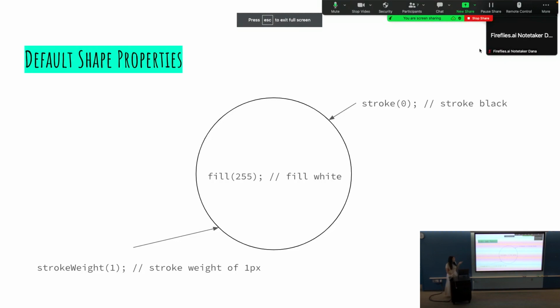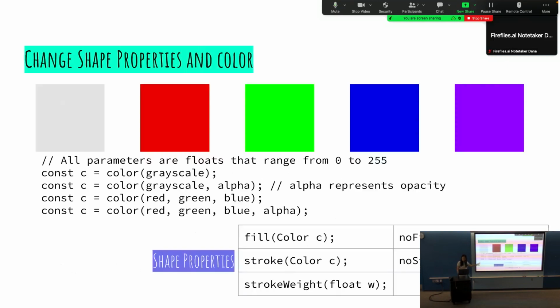So you'll see here that an ellipse, or any shape, has a fill, it has a stroke, it has a stroke weight. By default, it is filled with white. The stroke color is black, and the stroke weight is 1 pixel. So that's by default what we drew. So let's change that. Let's have something more fun.